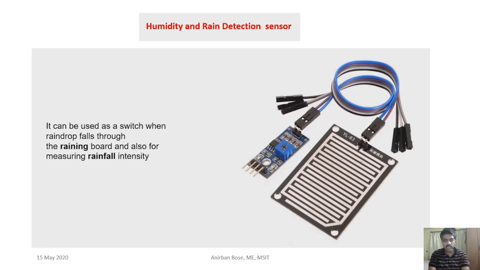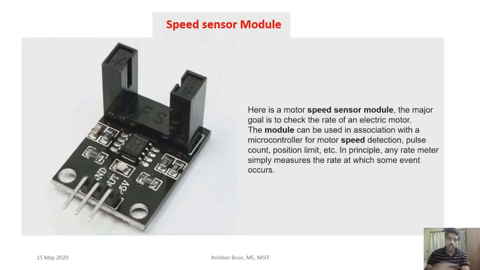This is again a speed sensor module and motor speed sensor module. The major goal is to check the rate of an electric motor, but any particular operation that is occurring over and over again can also be sensed. Okay, so it can be used as a rate meter also, to simply measure the rate at which some event occurs.